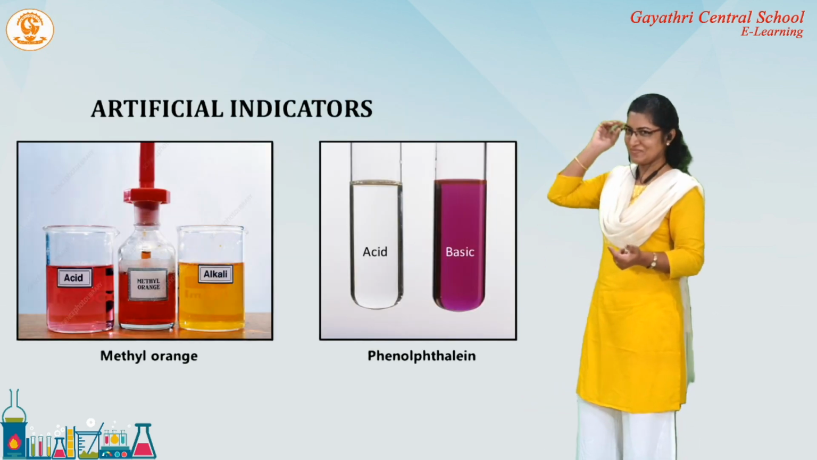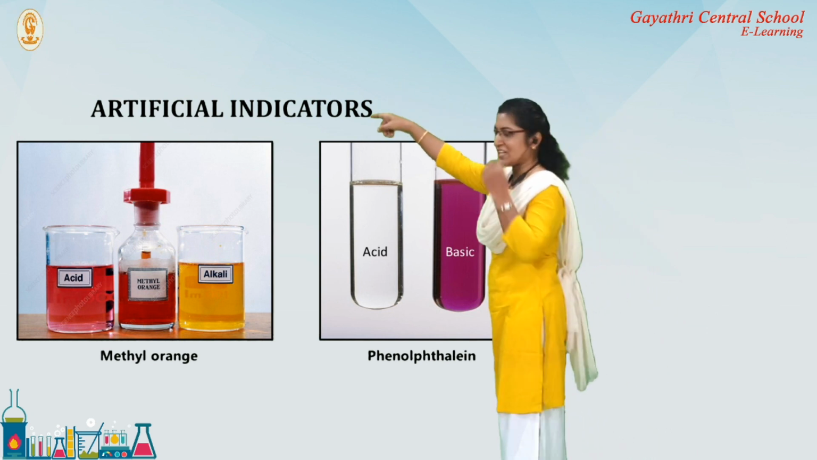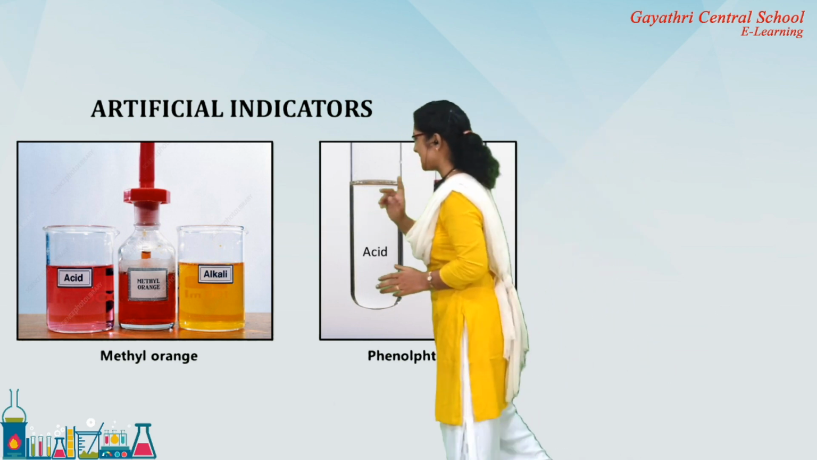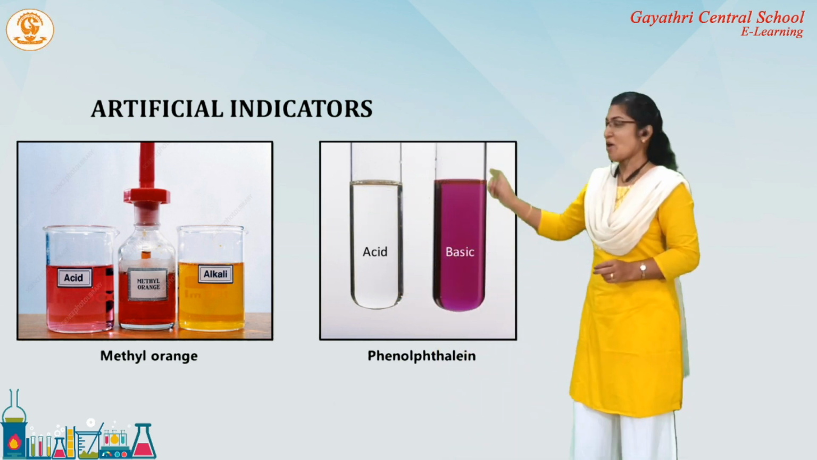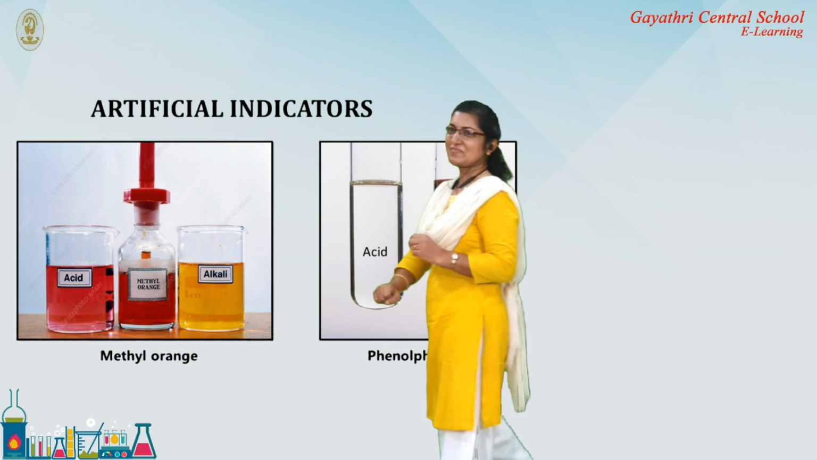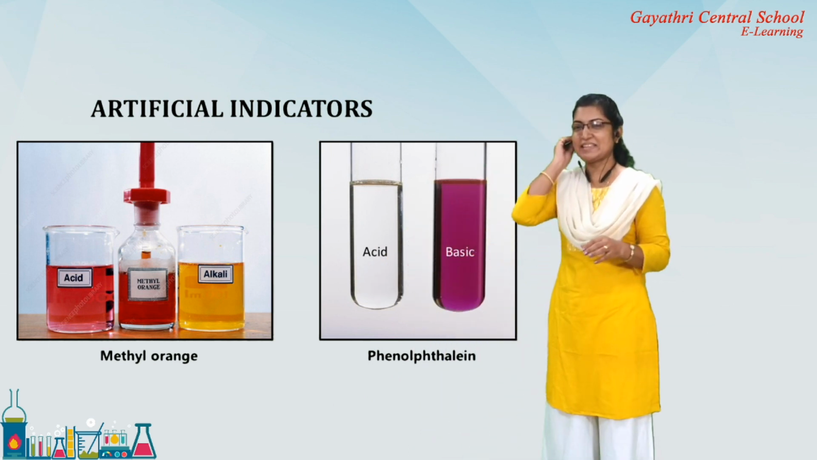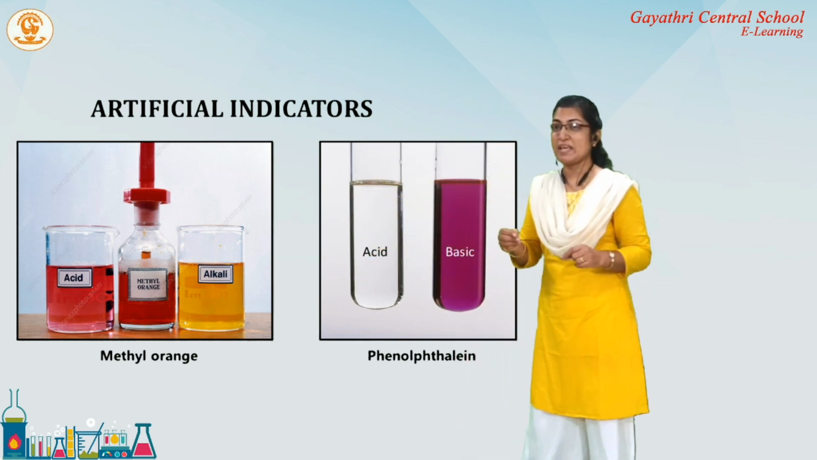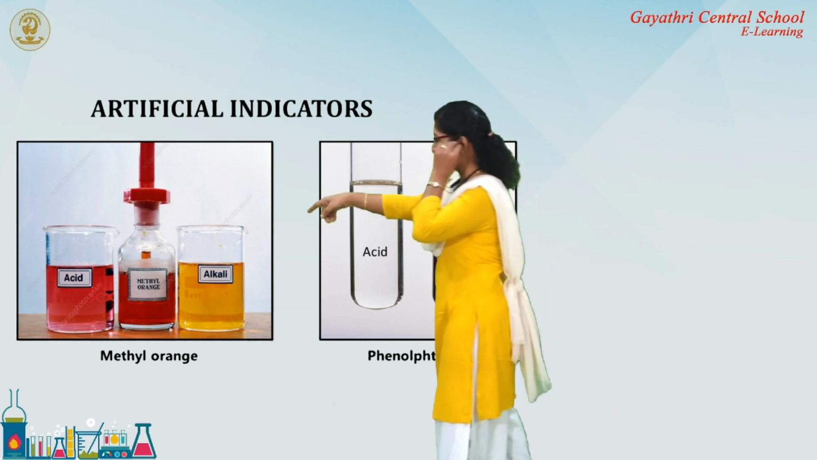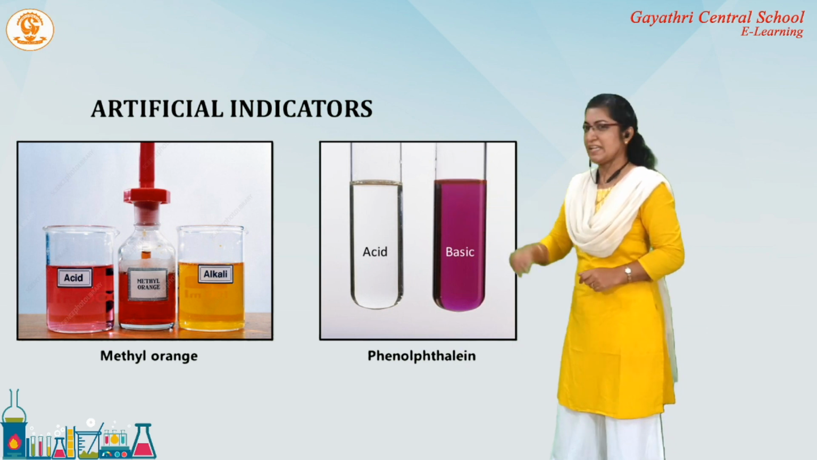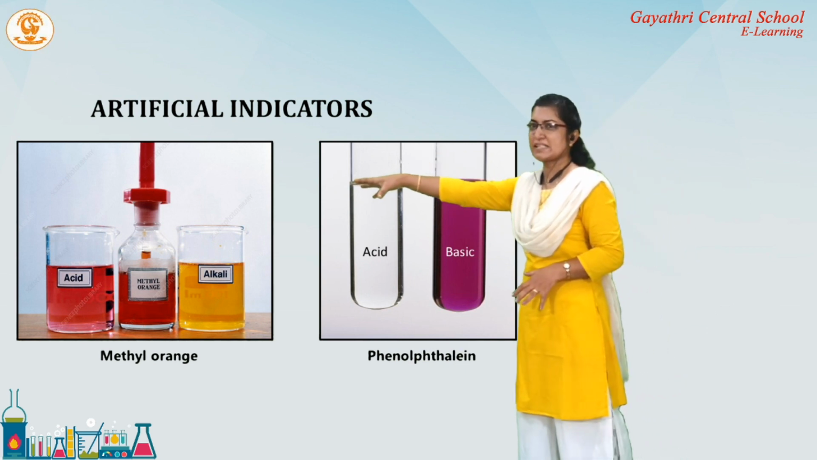Okay. Now, the next type of indicator, what is it? Artificial indicators. Yes, artificial indicators. Examples of artificial indicators: methyl orange is there, then phenolphthalein is there, isn't it? Now methyl orange, what is the color of methyl orange in acidic medium? It is red in color. Yes, methyl orange is red in color in acidic medium, and in basic medium it will be yellow in color. Okay. So that is the color change the artificial indicator methyl orange shows in acidic or basic medium.